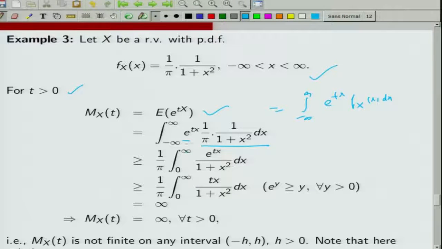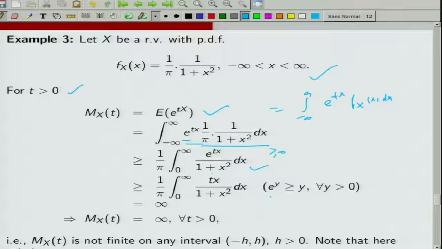Now note that this whole quantity is non-negative, and we are integrating from minus infinity to infinity. So what I do is integrate it over a smaller range, which is 0 to infinity. Since the function is non-negative, I will get a smaller quantity because I am integrating a non-negative function over a smaller range. So this would be greater than or equal to 1 by pi, the integral from 0 to infinity of e to the power tx upon 1 plus x squared dx.